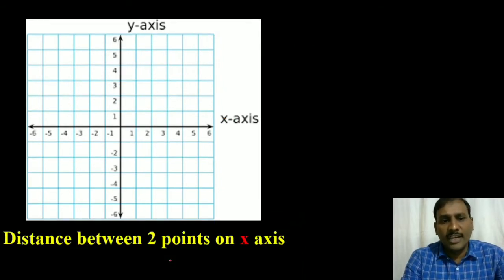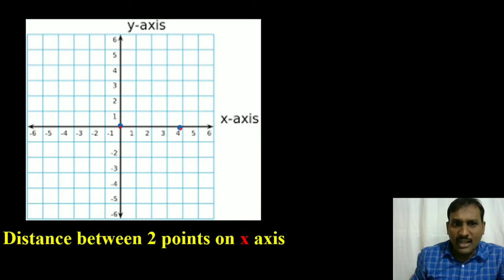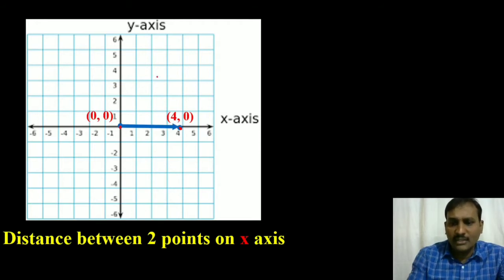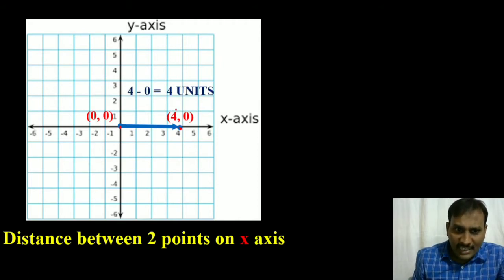Now, let us find out the distance between 2 points on x-axis. So, let us take this is 0, 0 and this is 4, 0. Now, what will be the distance between them? So, clearly it is 4 units. How did you get that? 4 minus 0. That is 4 units. Means it is nothing but the difference between the x coordinates.